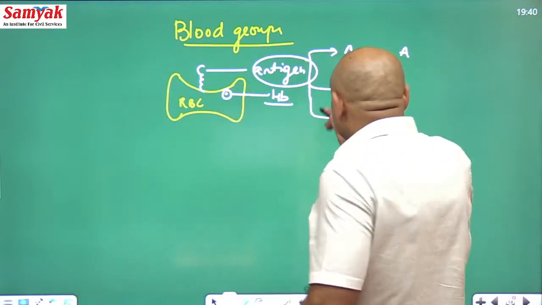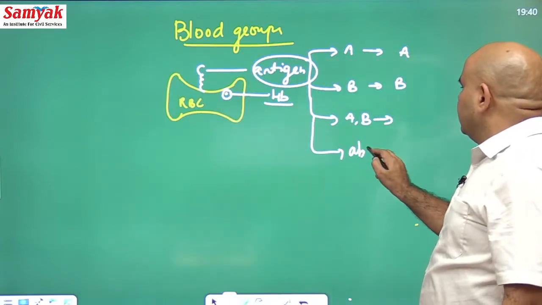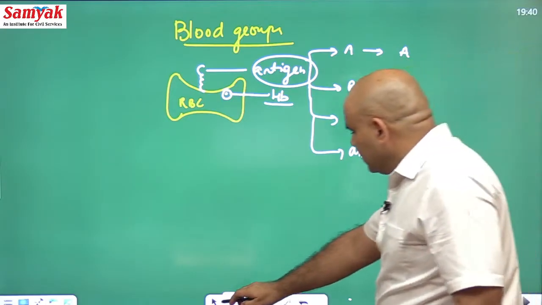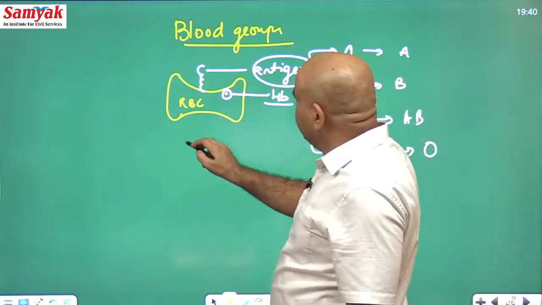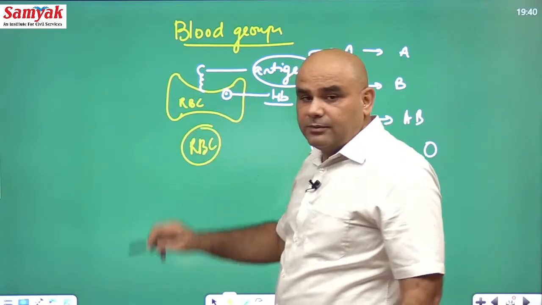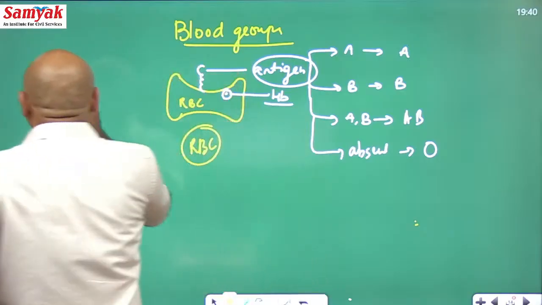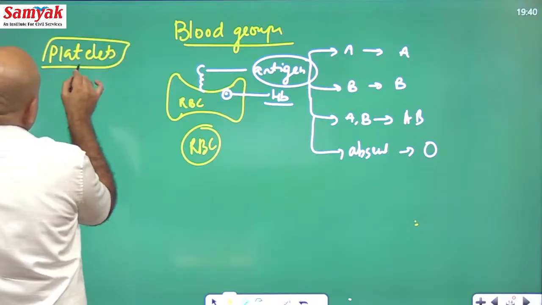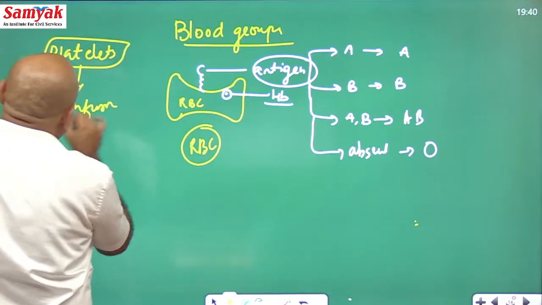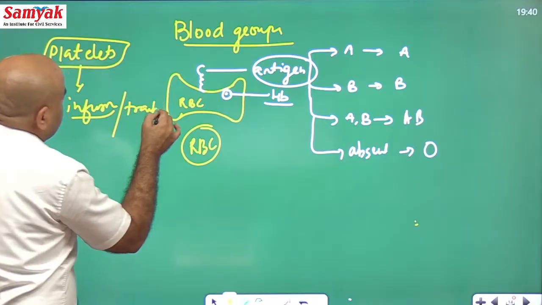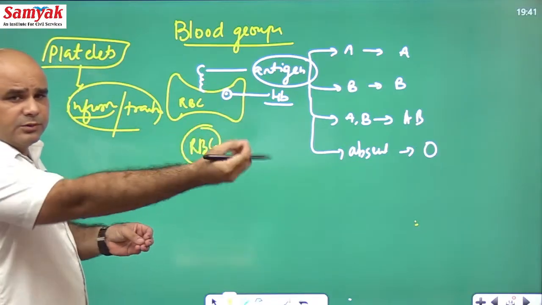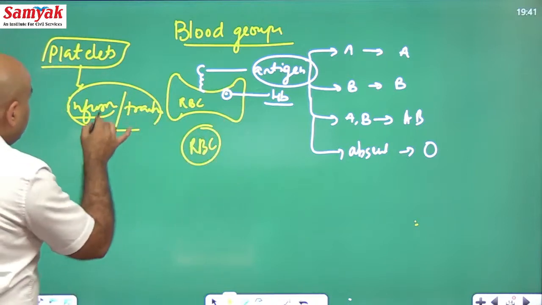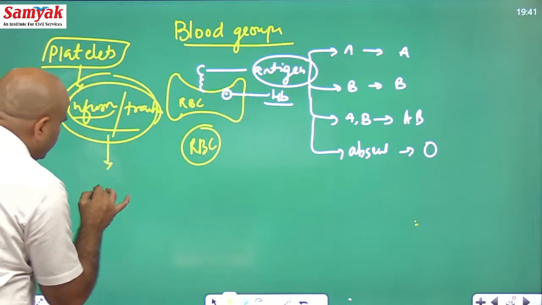Now see, whenever there is no antigen, it is named as O blood group. Now see, this blood group system is associated with RBC. Yes, it is associated with RBC. But always remember one thing, that in case of platelet infusion or platelet transfusion, transfusion means I'm taking out the platelets from the blood of one patient and injecting it into another patient, even then you have to take care of blood group.